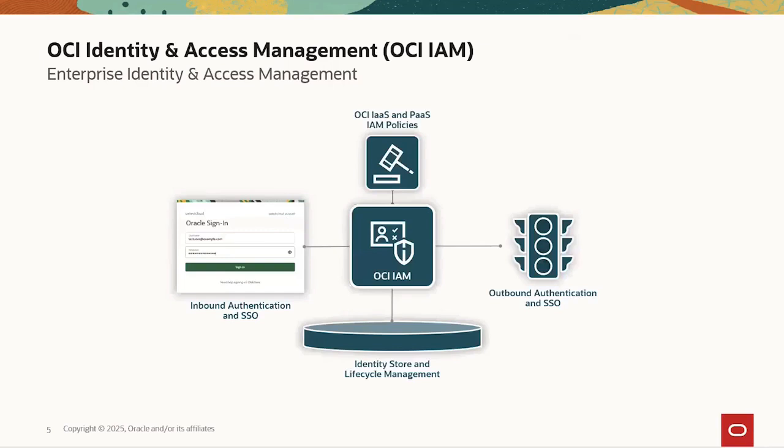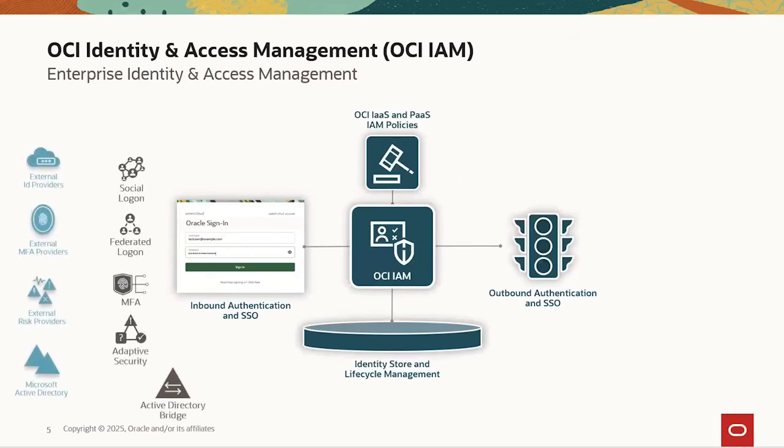So let's start by discussing OCI IAM as an identity and access management enterprise solution. The key capabilities here are inbound authentication and SSO, identity lifecycle management, outbound SSO, and then OCI IAM policies. We'll talk about each of them in a little bit of detail now.